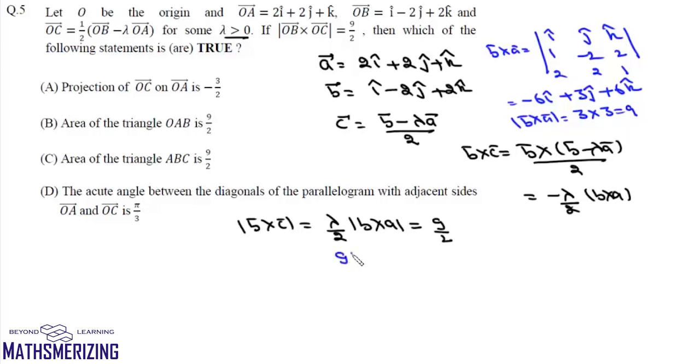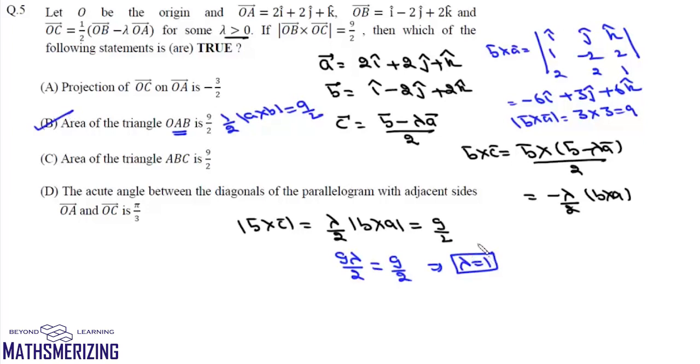So we can write 9 lambda by 2 is equal to 9 by 2. That is, value of lambda is 1. Now we have to find area of triangle OAB. Area of triangle OAB is simply 1 by 2 into mod of A cross B. Now A cross B is 9. So this value will be simply 9 by 2. That means this option B is correct.